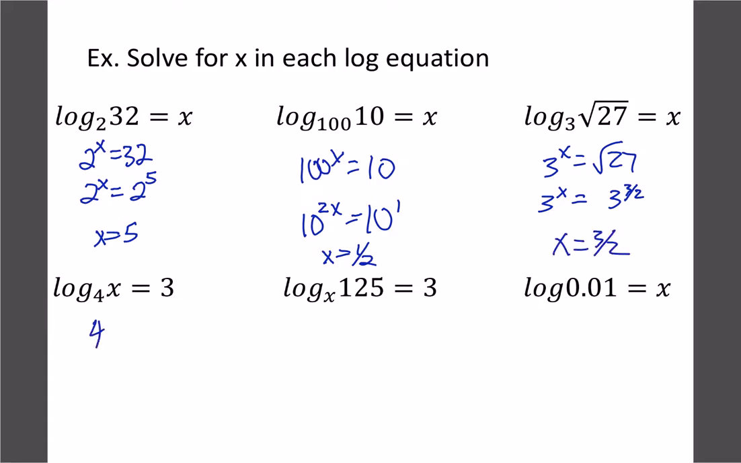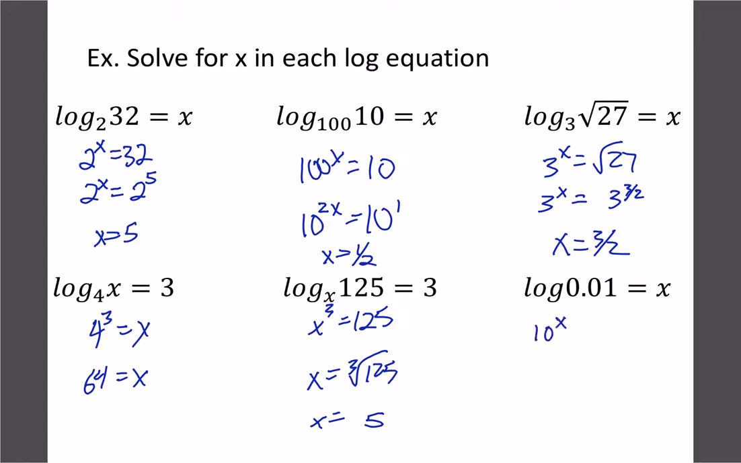The next one, we've got 4 to the 3 equals x. Well, 4 to the 3 is 64. Next, x cubed equals 125. This one we can actually solve. How do we get rid of a cube? You cube root it. So the cube root of 125 is 5. And the last one, we have 10 to the x equals 0.01. So 0.01 would be 10 to the -2, so in this case, we get -2.